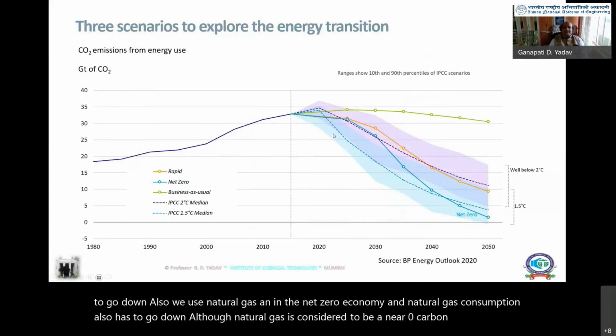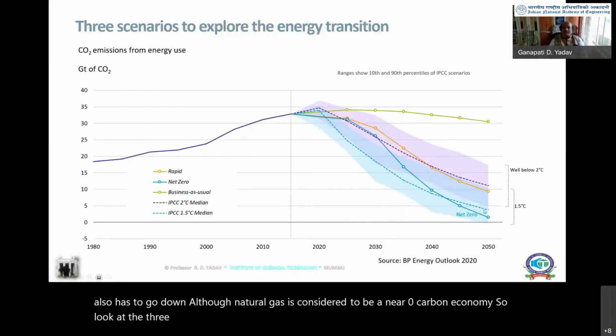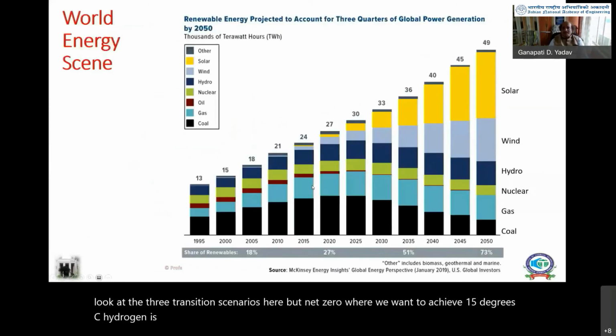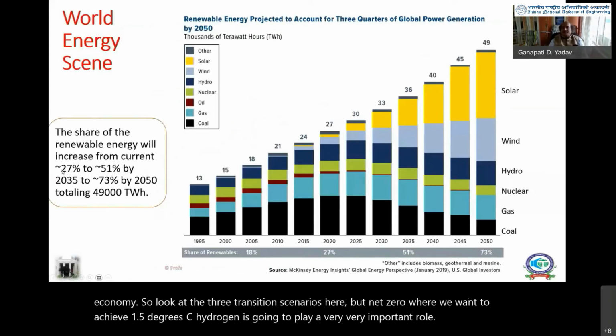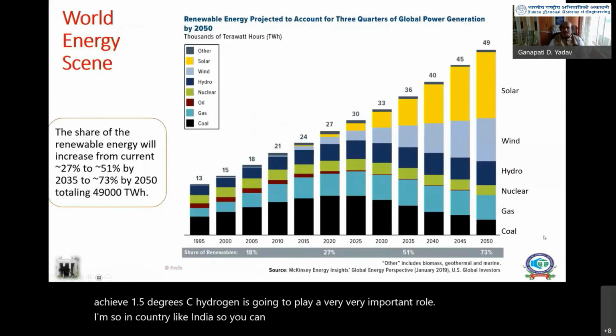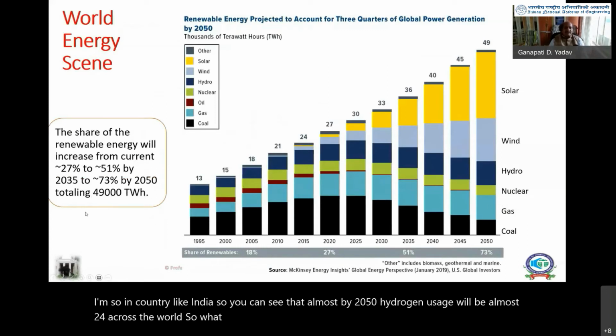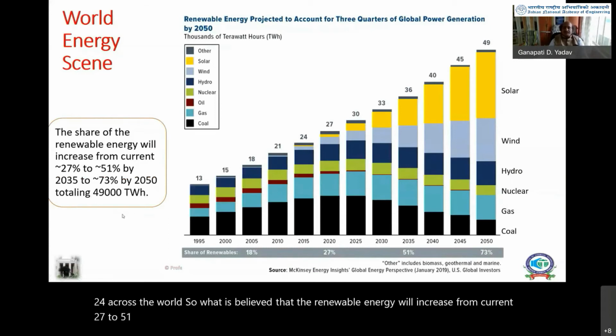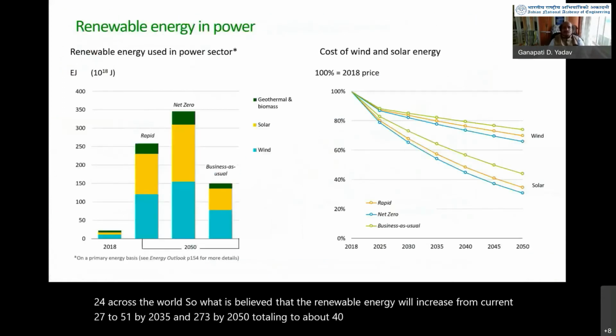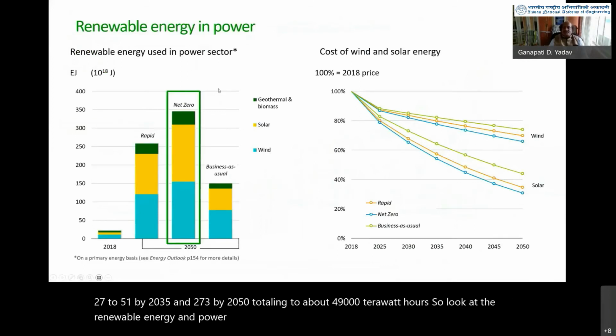So look at the three transition scenarios here. The net zero, where we want to achieve 1.5 degrees C, hydrogen is going to play a very, very important role. And in a country like India, you can see that almost by 2050, hydrogen usage will be almost 24% across the world. So what is believed is that the renewable energy will increase from the current 27% to 51% by 2035 and to 73% by 2050, totaling about 49,000 terawatt hours. So look at the renewable energy in power.